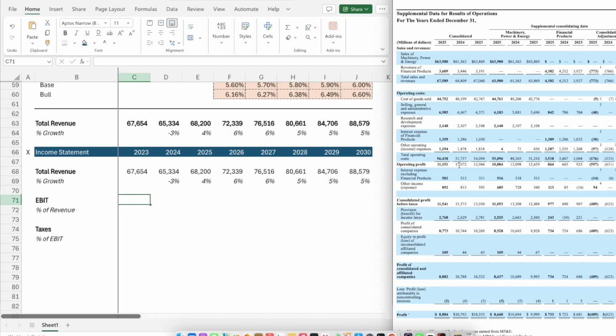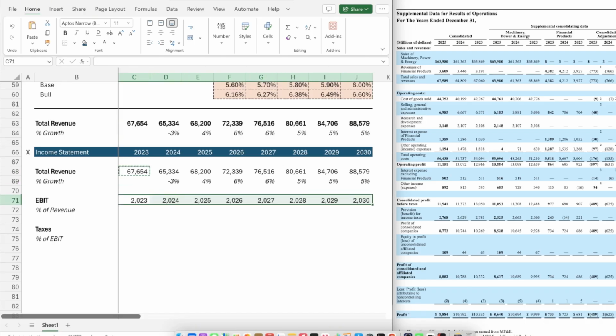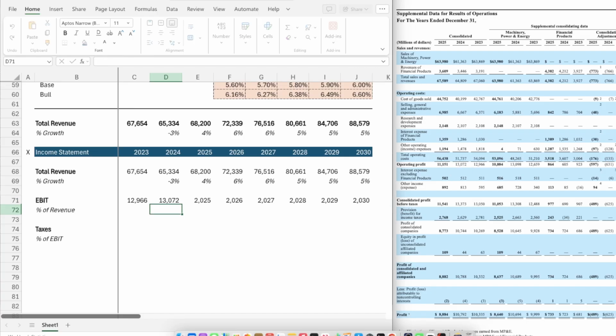No, I think we've done it the right way. Don't worry. Okay, so 12,966. Copying this down for the formatting. 12,6... 13,072, 11,151.